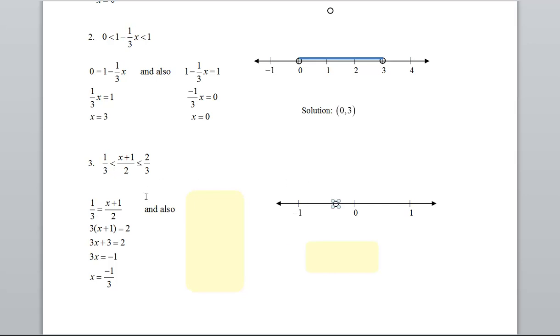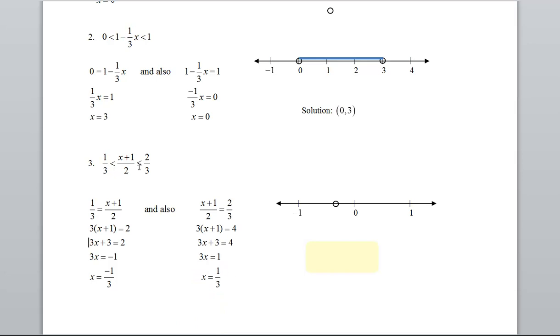Okay. Let's go to the other side. Make that an equals for just a second so I can find out my boundary. Cross multiply, so I'm going to have 3 times that quantity and 2 times 2, which would give me a 4. Distribute your 3. Subtract 3, so I'm going to have 3x equals 1. And then divide by 3, I'm going to have x equals 1/3.